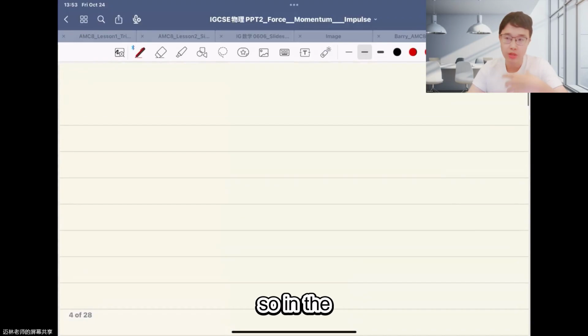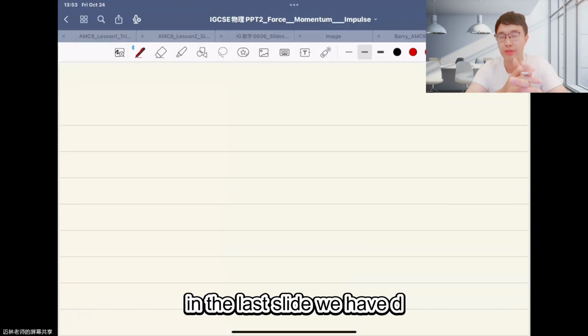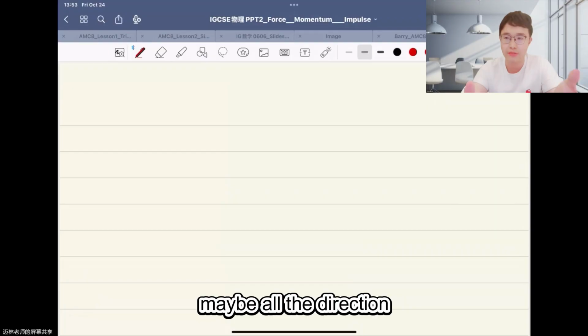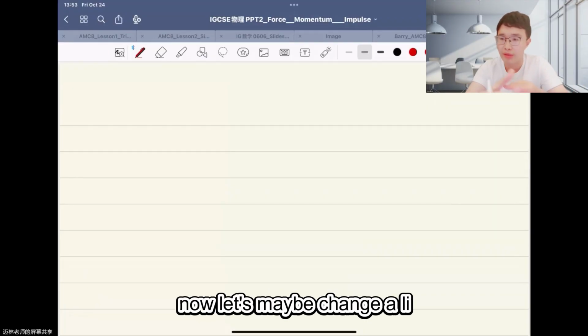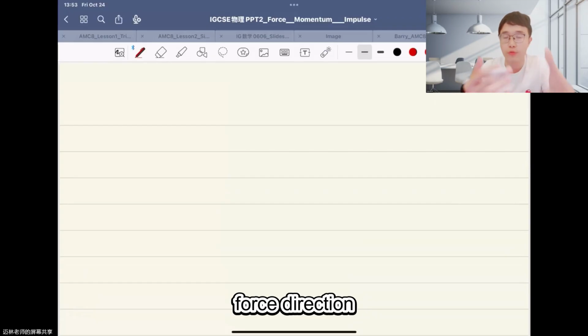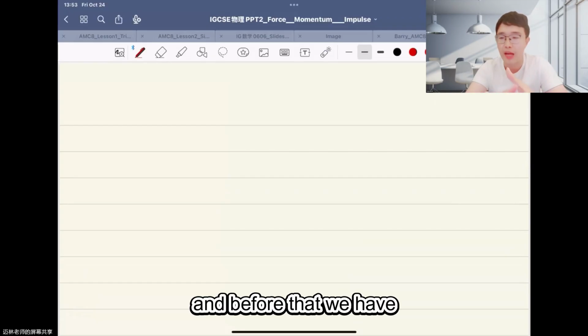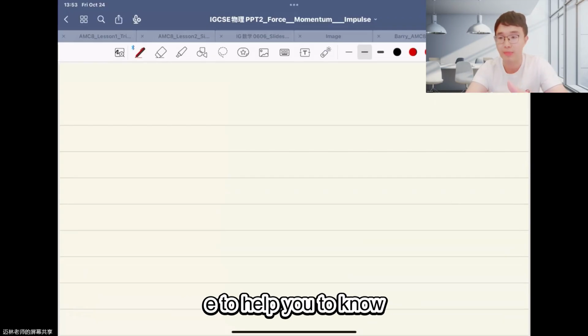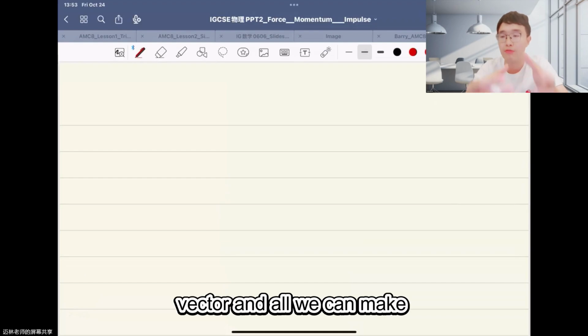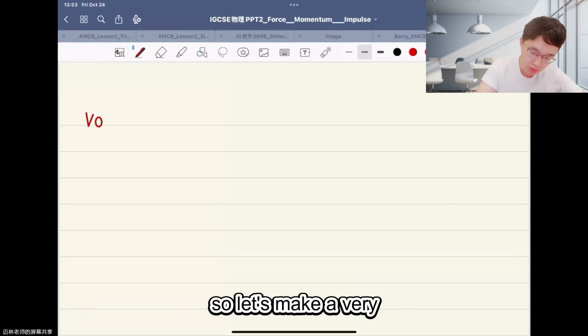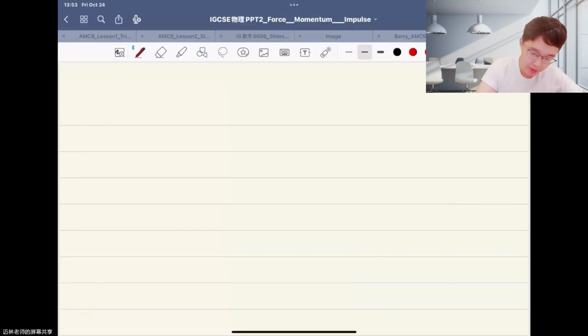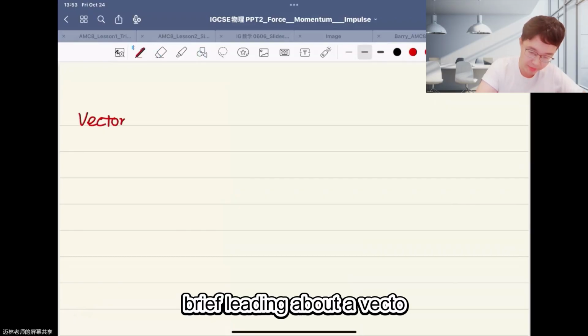Okay, so in the last slide, we discussed forces in the same direction or maybe opposite directions, because they are all on the horizontal line, right? Now let's change a little bit the force's direction. And before that, we have to make a very small example to help you know what a vector is and how we can make an addition with it, okay? So let's have a very brief lead-in about vectors, okay?